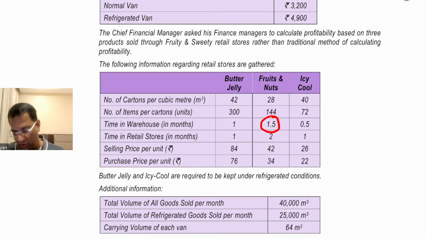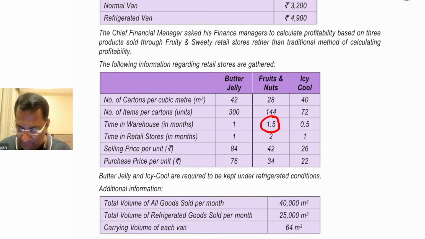Very good. So when we purchase that particular product from the supplier, the date on which that product has been purchased from the supplier and the date on which it has been dispatched to the retail store, the time period between these two is 1.5 months. It means that for 1.5 months, on an average, we have to hold this particular inventory.